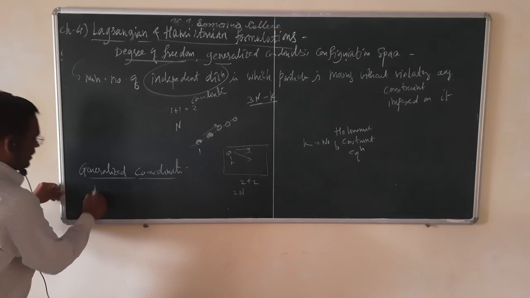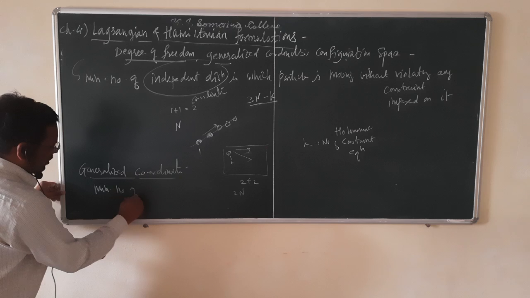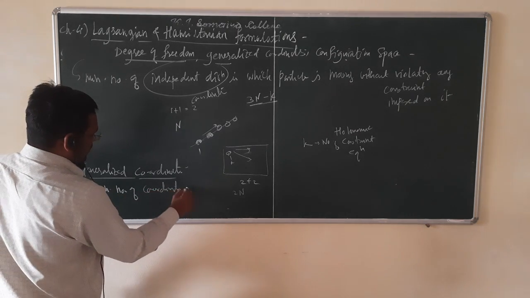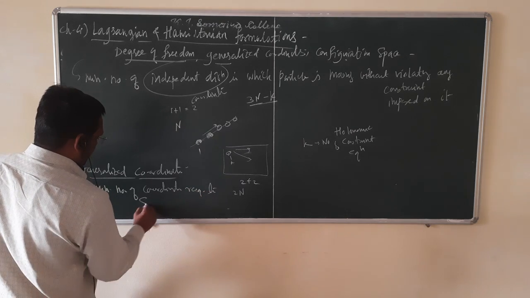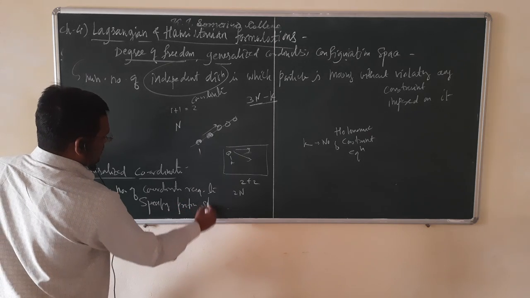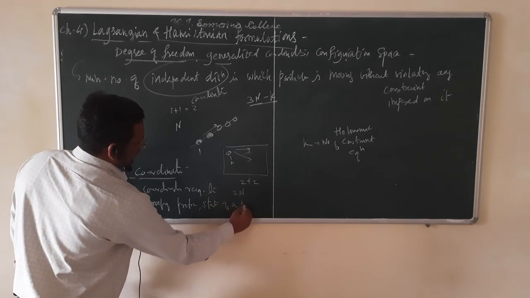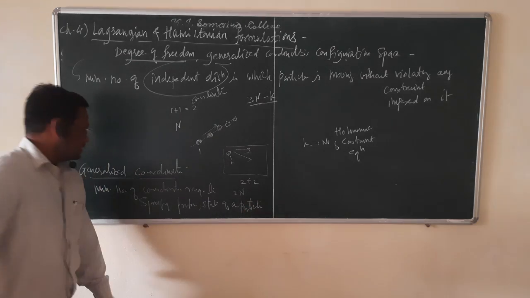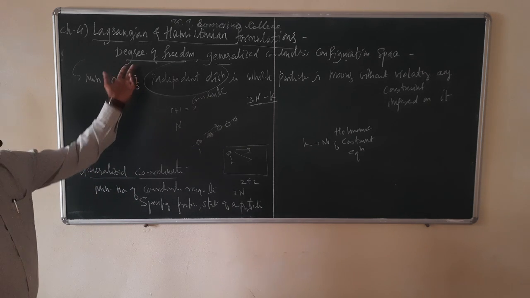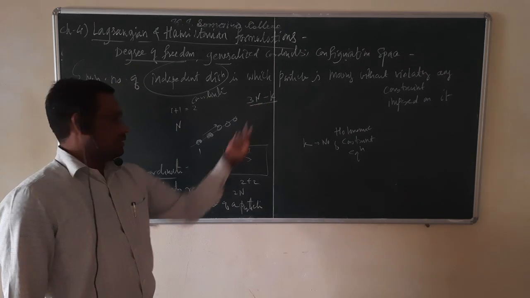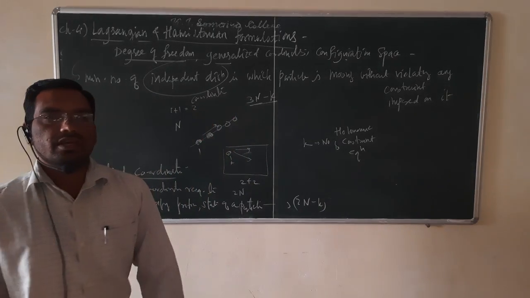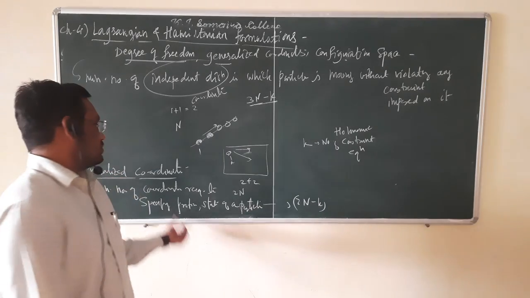So generalized coordinates are the minimum number of coordinates required to specify the position or state of a particle. Here, if the degree of freedom is 3n minus k, then the number of generalized coordinates is also 3n minus k. So we require 3n minus k generalized coordinates to specify the position.